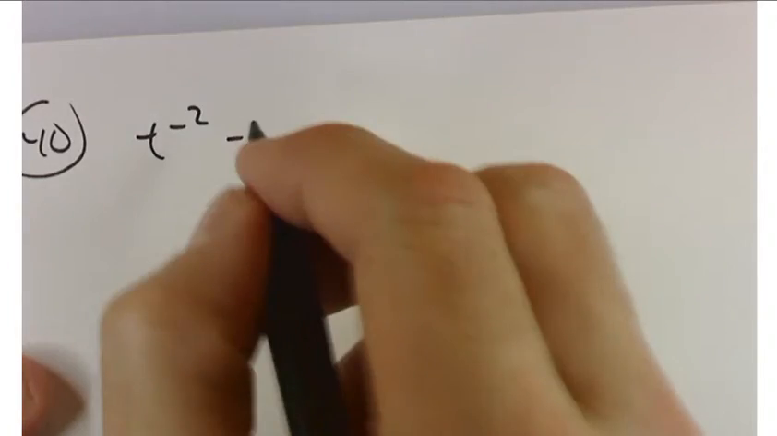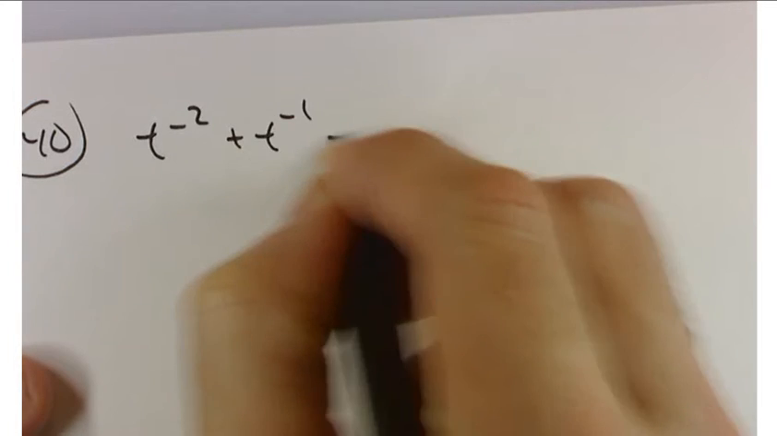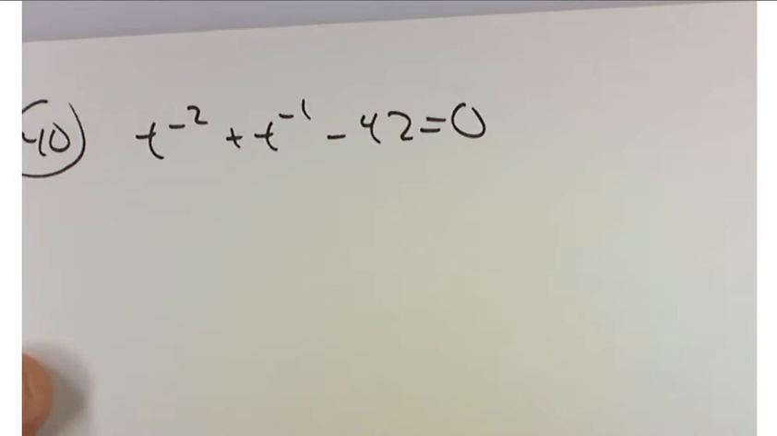Let's see, which other ones did I promise you we would do? We did 20, let's do number 40. So t to the negative second plus t to the negative first minus 42 equals 0.